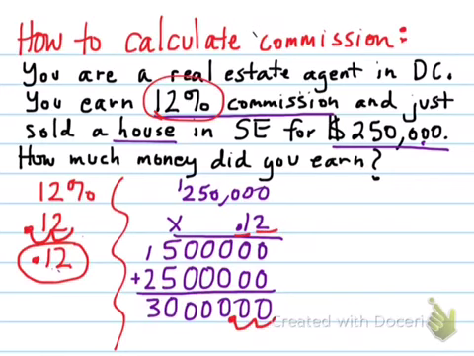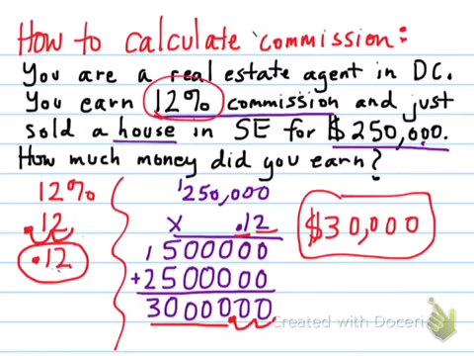And so my final answer would be 30,000, and as dollars it would be $30,000. So this answer is saying that if you were a real estate agent in DC and you sold a house for $250,000, you would earn $30,000 just by selling the house. So this is how to calculate commission.